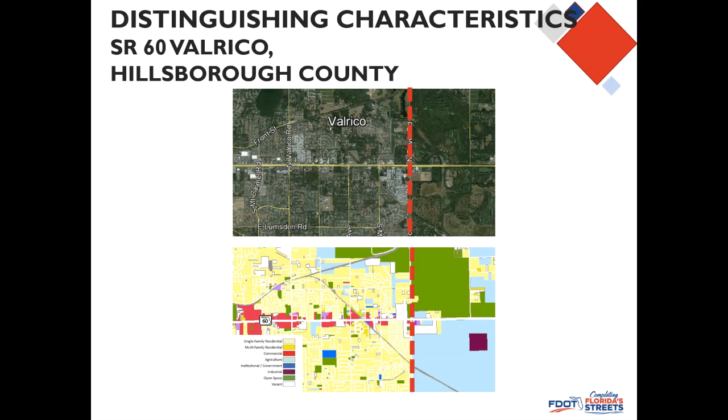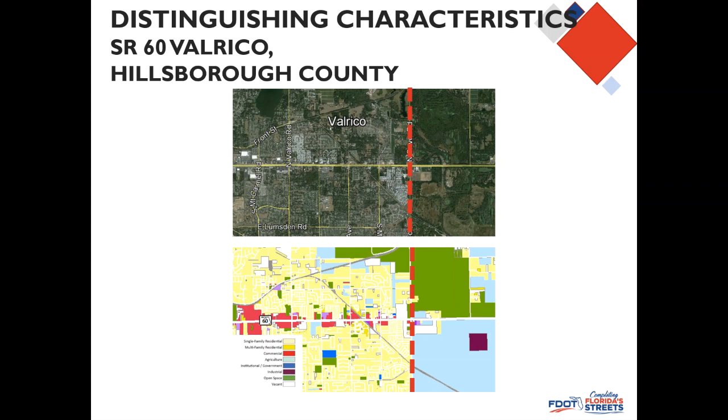So here's some examples. We're looking at the distinguishing characteristics. This is SR60 in Hillsborough County. At the top, we have a map from Google Earth, and at the bottom, we have a land use map that can be pulled up from GIS. If you don't have the land use map, don't worry about it. You can probably get there just from Google Earth, but the land use map is handy if you have that available to you. But if you don't have it, you can probably get there just from Google Earth.